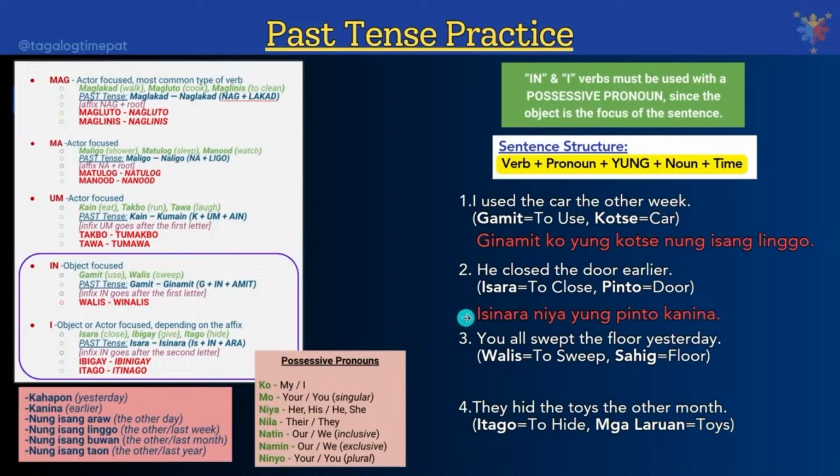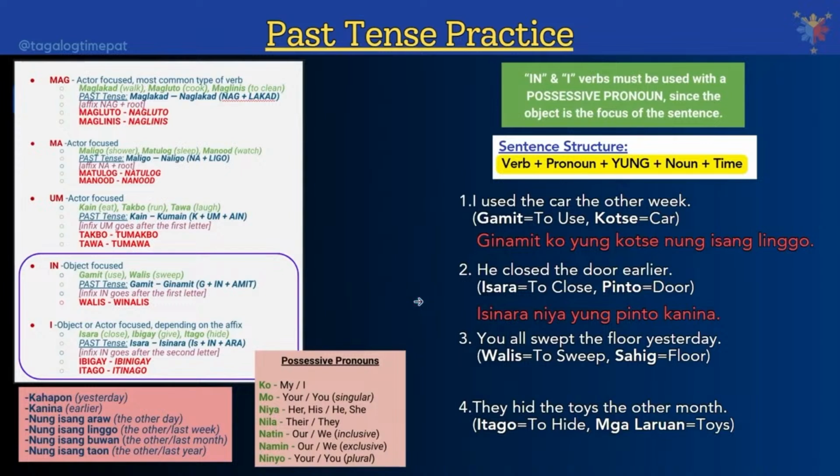So again, remember for e-verbs, the in just goes after the second letter. Then it's the pronoun niya, which is he or she in the possessive pronouns. Then it's the word yung, which means the. Then it's the noun pinto, which means door. Earlier is kanina. So we are just plugging all of the words into the sentence structure and then using the conjugation patterns that we learned.